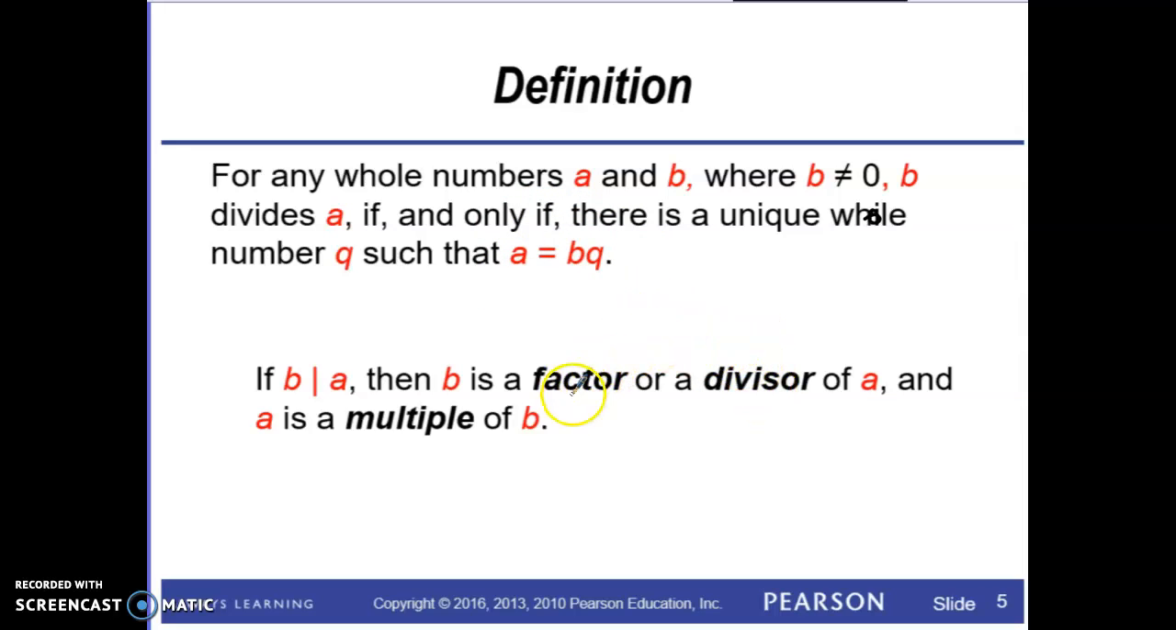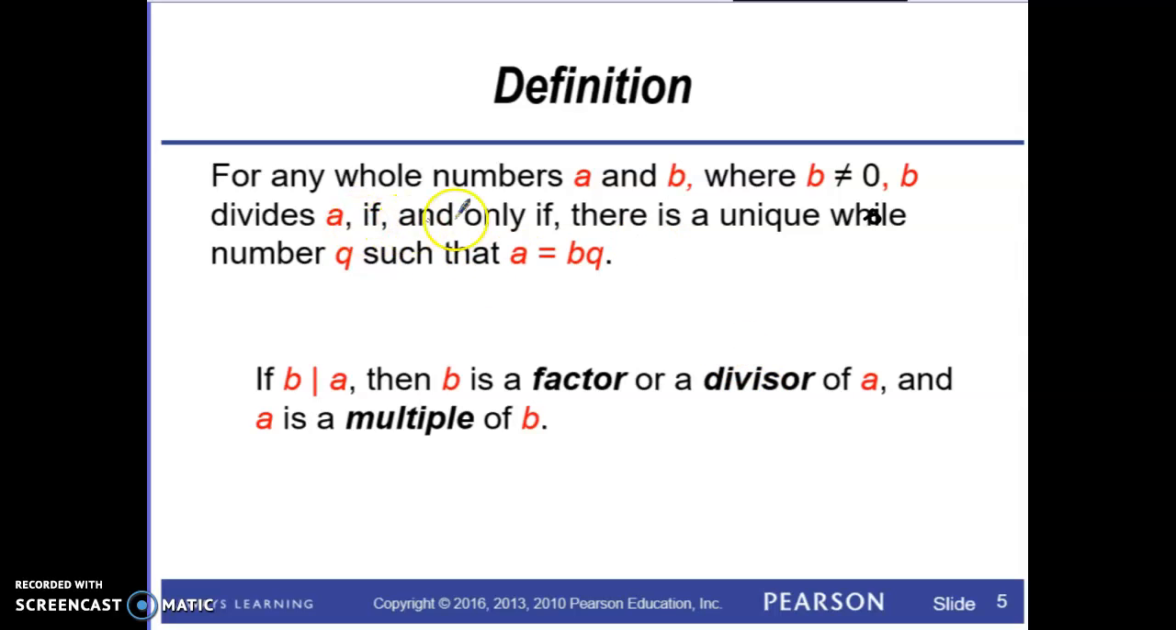Factor and divisor are the same thing. And A is a multiple of B. So that means that A is equal to B times something. A is a multiple of B, and B is a factor. That means that B goes into A. B divides A. It is a divisor of A. So work with those definitions with your students.